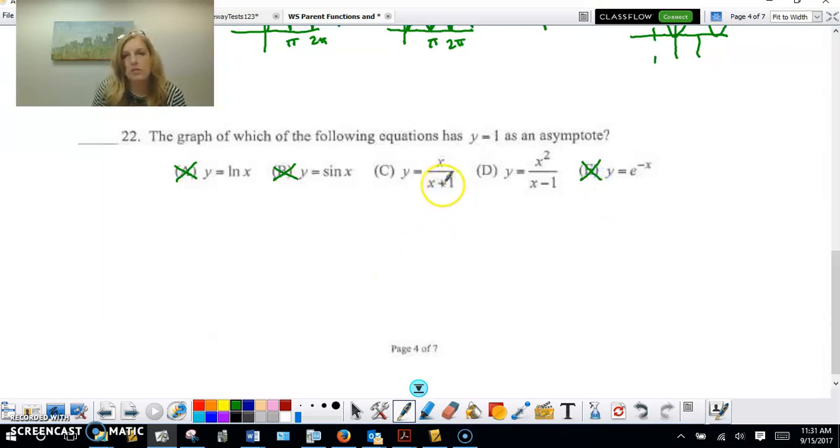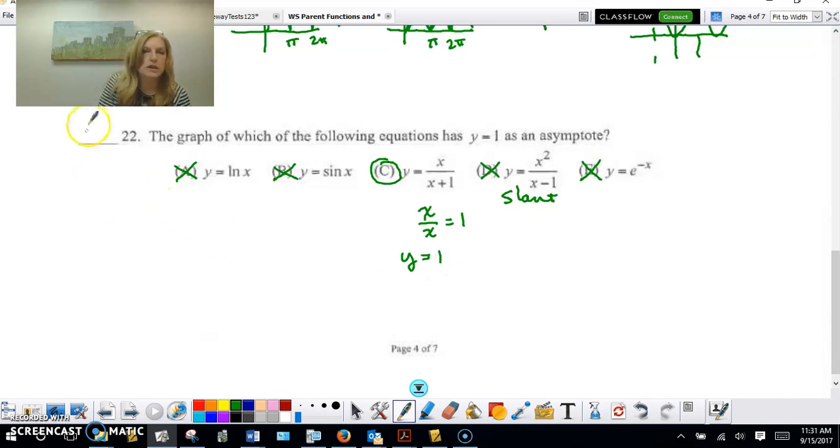Now we take a look at the two that are remaining, they're rational functions. You look at the degree. Degree of the top here is 2, degree of the bottom is 1, degree on the top is larger. That has a slant asymptote, does not have a horizontal asymptote. So this one, degree on the top 1, degree on the bottom 1, ratio of dominant terms, x over x equals 1. So y equal to 1 is your horizontal asymptote. So C is your answer.